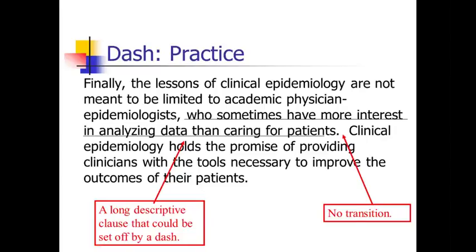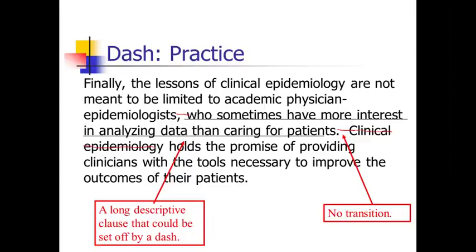So we could set this off with dashes like that and get rid of the separation of the two sentences. And then there's a lot of things that you can notice in this sentence that could be fixed. Obviously, if I have clinical epidemiology here and clinical epidemiology here, I'm going to be able to cross out the clinical epidemiology in the second use of it, because I'm over two sentences. Now it's a single sentence, I don't need to repeat it. You notice a few other things. We get this awkward phraseology, are not meant to be limited to. It's a little bit awkward. Maybe we can fix that up a little bit.